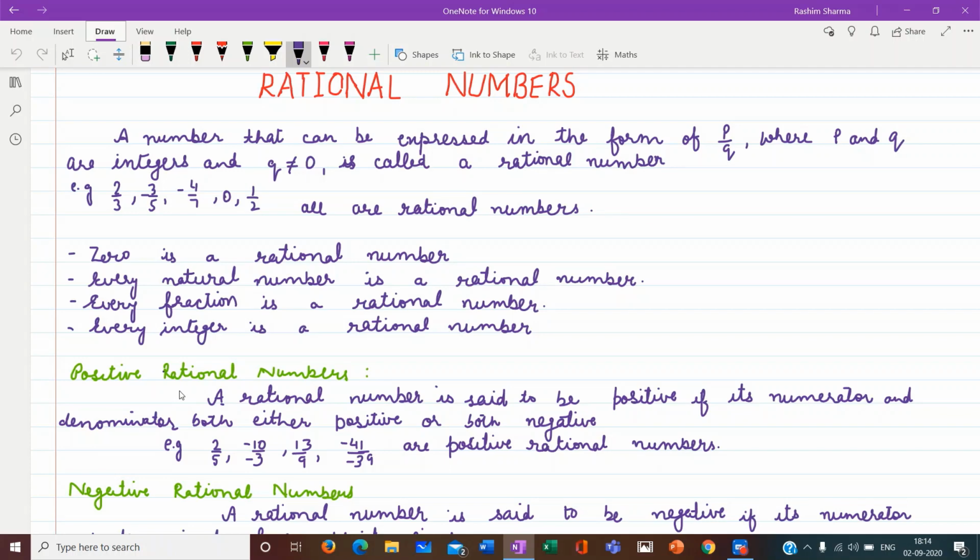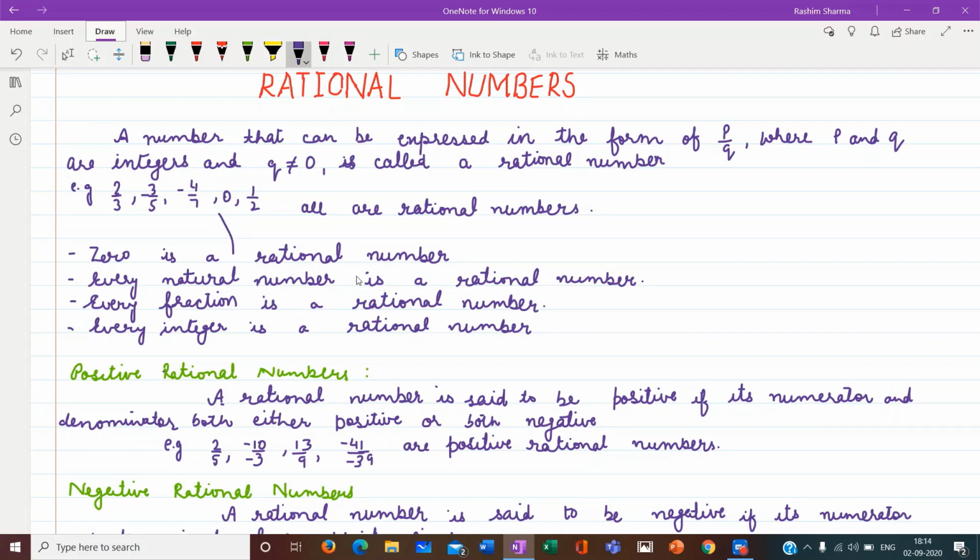You all know about integers. There also we write in p upon q form. Here the difference is that p and q are both integers, which means they can be positive as well as negative. Here 2 upon 3, minus 3 upon 5, minus 4 upon 7, 0, 1 upon 2, all are rational numbers. Now let us understand a few properties.